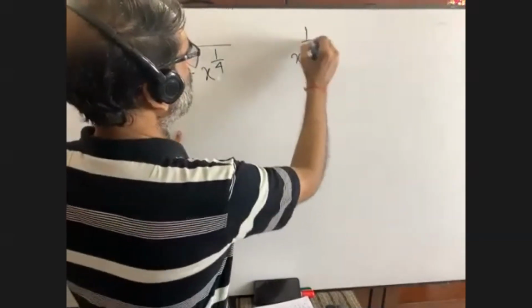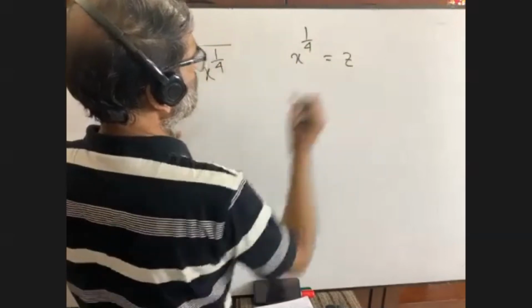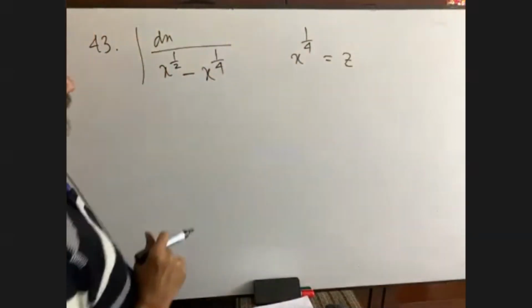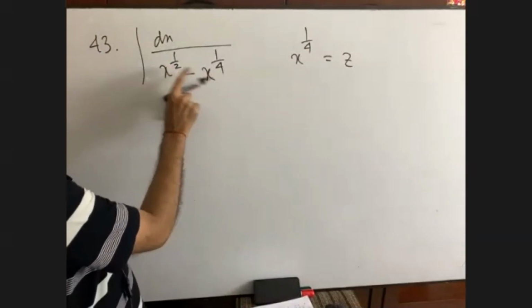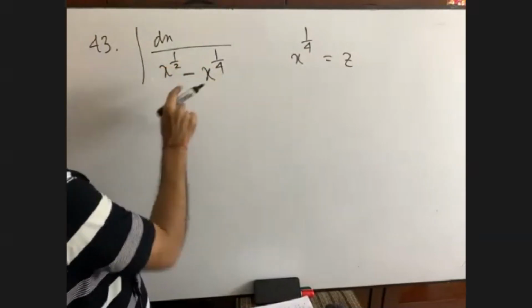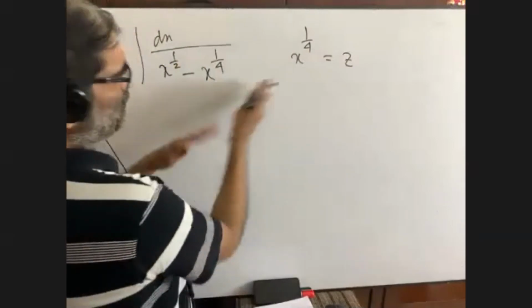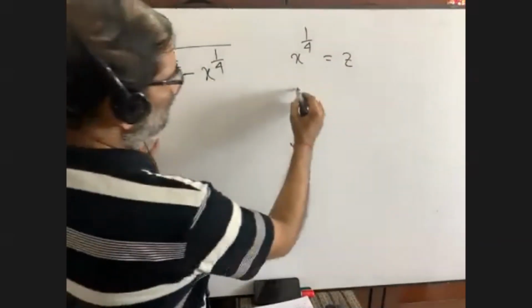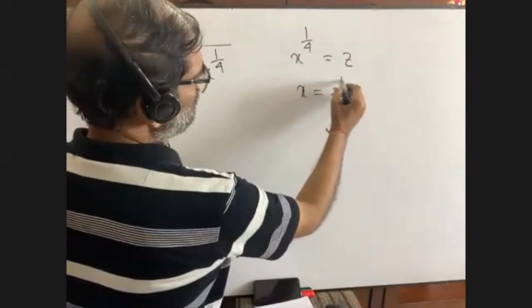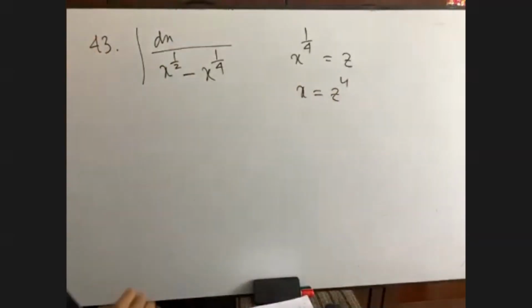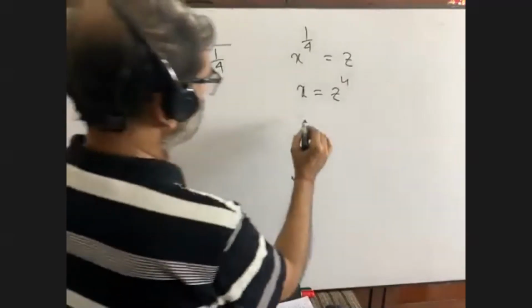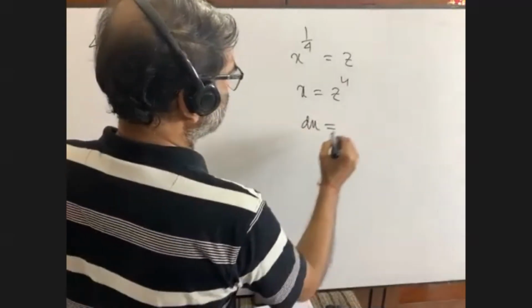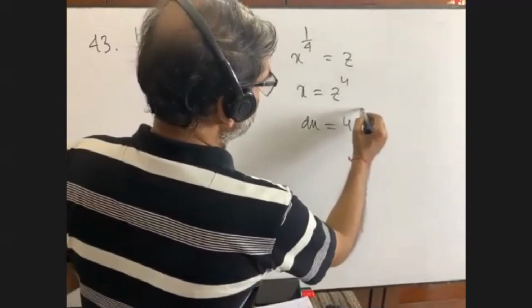X to the power 1 by 4 equals to z. Very interesting math. Here, this is the lowest power. It is the highest power for these two. So the lowest power is to be taken as z. So x equals to what? Z to the power 4, right? Yes sir. Dx equals to what? 4z cube dz.